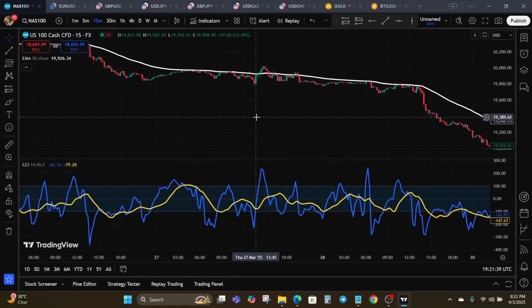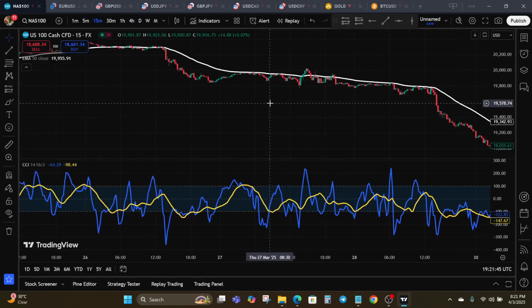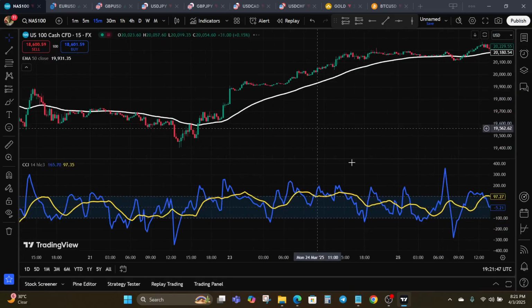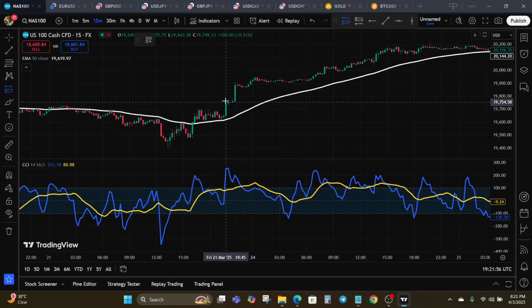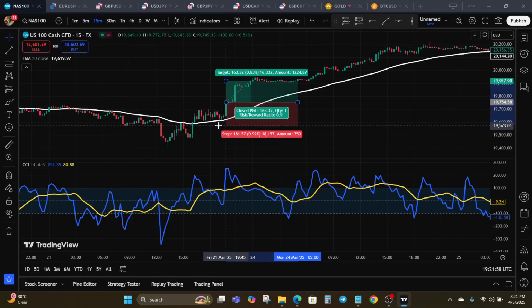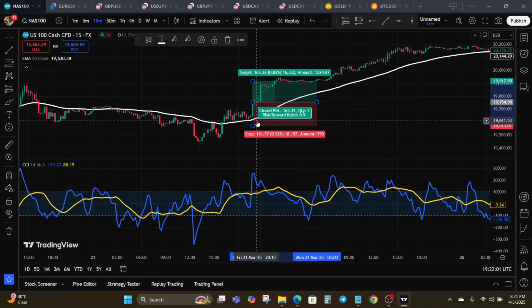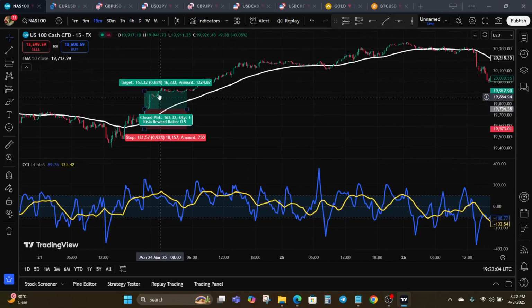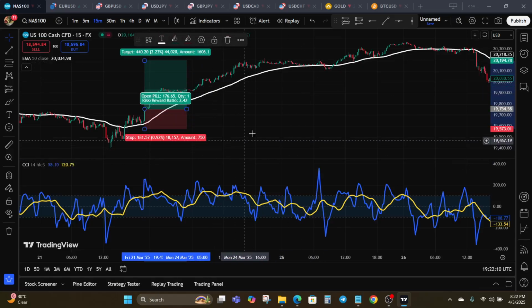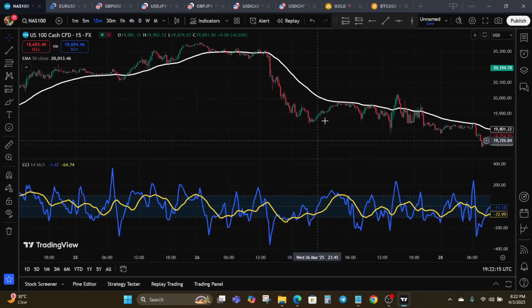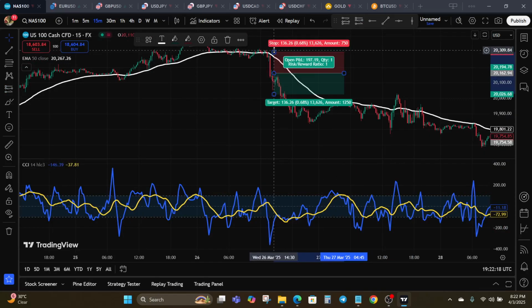Now let's quickly talk about risk management and how to protect your trades. For your stop loss placement, for buy trades, you can see here we had a good buy opportunity. CCI was above plus 100, price was above the moving average, and you can even see this bullish candlestick pattern. So this was a good buy opportunity. Stop loss just below the swing low or below that support zone, and then take profit can be around the key resistance zones. So for your buy trades, you place your stop loss below the EMA. For your sell trades, you place your stop loss above the EMA.